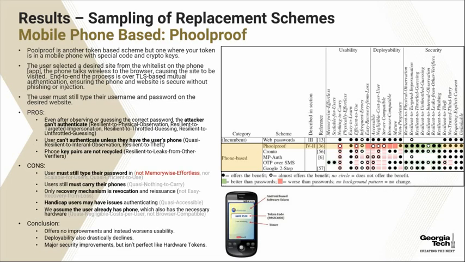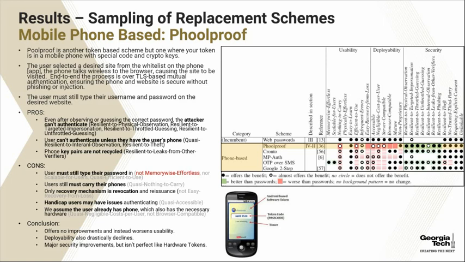So really this one's going to be looking at a mobile phone based application called Foolproof, and Foolproof was there to essentially solve phishing. Foolproof is another token based scheme, but this time it's on your phone, and it comes with some special codes and crypto keys in the form of software. A user selects from the whitelist on their phone what app or website they want to go to, and the phone talks wirelessly to the browser. It launches that site using TLS mutual authentication, so it ensures that the phone and the website are secure without any phishing or injects.